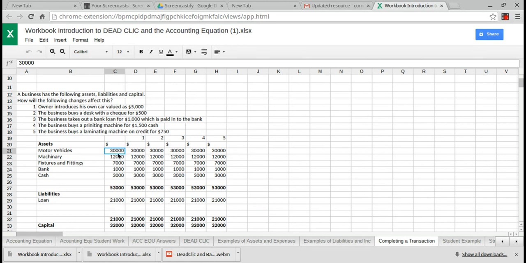I've got a business, we've got the opening capital, liabilities and assets, and the owner, first of all, is going to introduce a car that's valued at $5,000. And one of the things we are going to need to do, we're going to need to increase, number one, the amount of cars. We're going to increase that by 5,000. Okay, and we're also, because it's been introduced by the owner, we're going to need to increase the owner's capital.